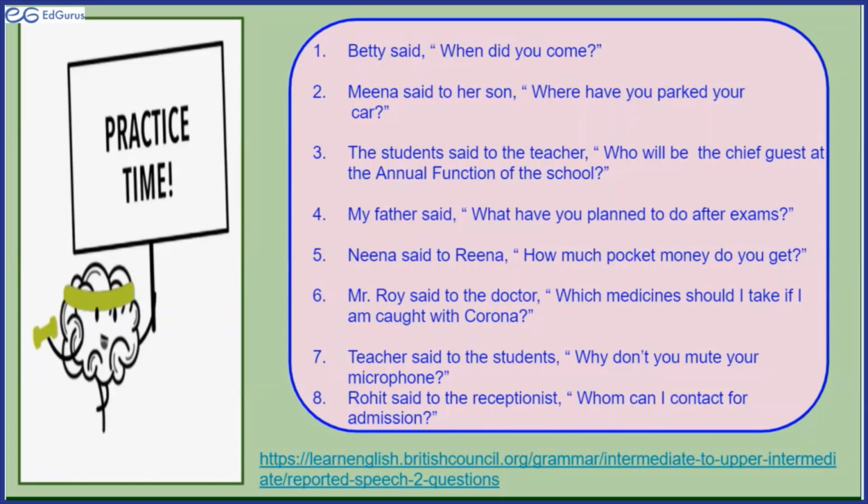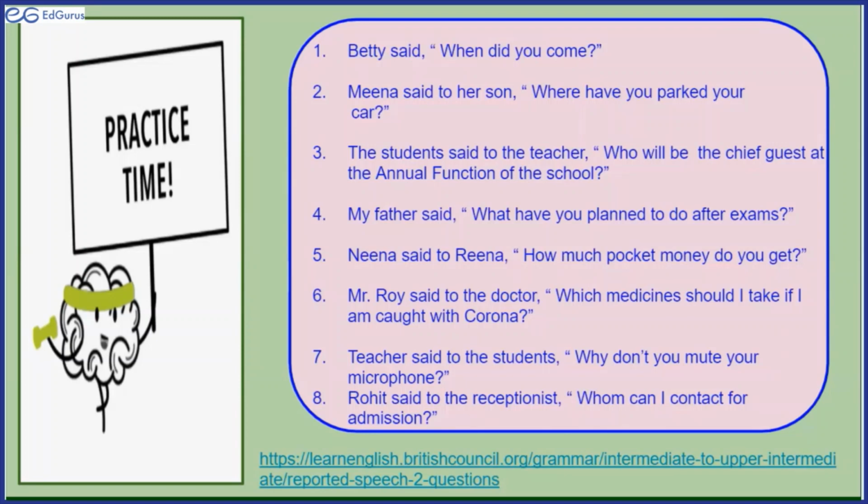Now repeat the sentence that you have changed. Nina asked Reena how much pocket money she got. "Do get" is changed into "got." Okay, good attempt.